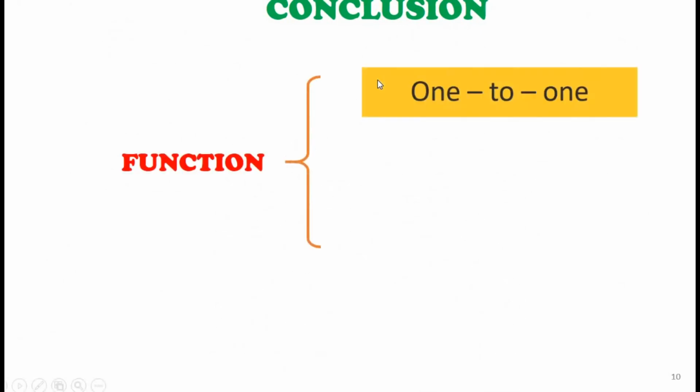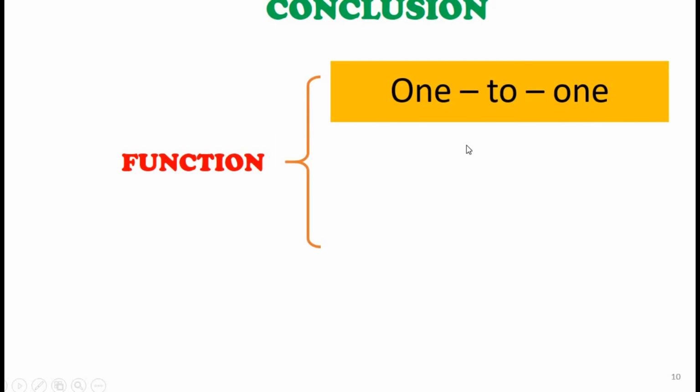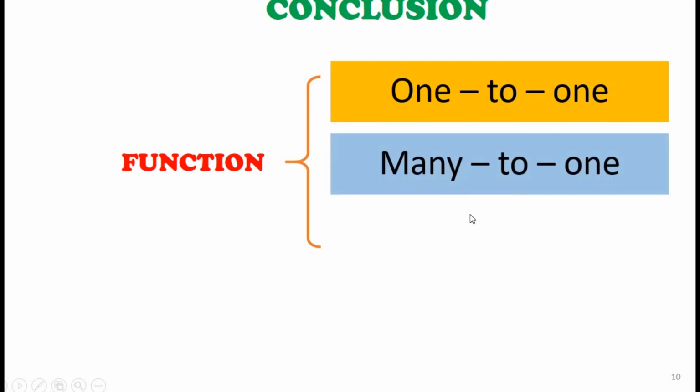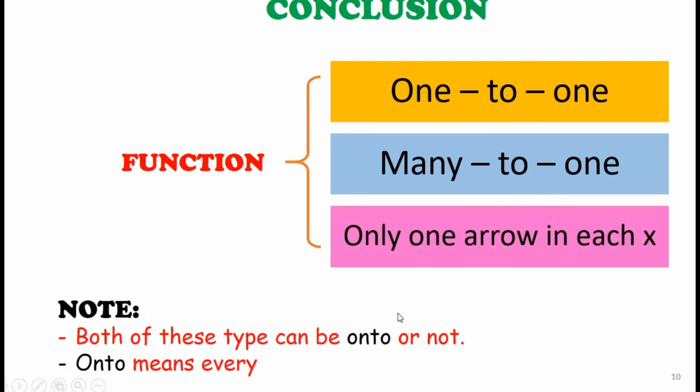As a conclusion, a function is a one-to-one relation or a many-to-one relation, with only one arrow from each X. So note that both of these types can be onto or not. Onto means every Y is mapped with at least one X.